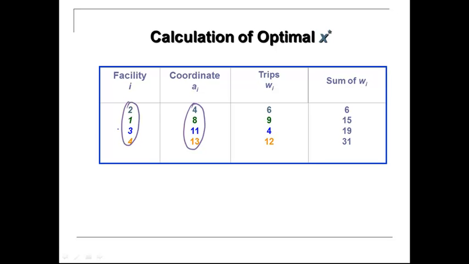You have this order. You're going to use the corresponding weight for each one of these facilities, and then you're going to obtain the sum of weights, which will go up to this point for this one, up to this point for this one. So the other thing that you need to compute is the half of the sum of the weights. So again, the sum of these weights is 31. So if you look at the half of it, that's 15.5.